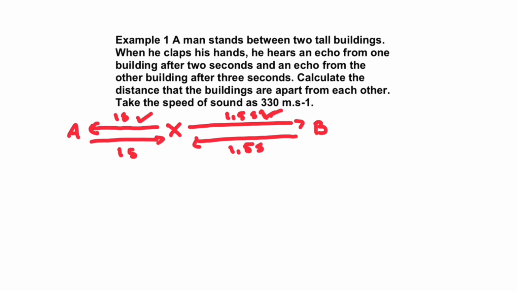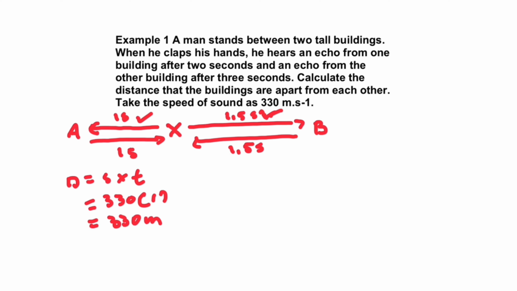The distance will be equals to the speed multiplied by the time. We have the speed of sound, 330 meters per second. So this will be 330 multiplied by 1, which is 330. So we have 330 meters. The first building is 330 meters away from the man.